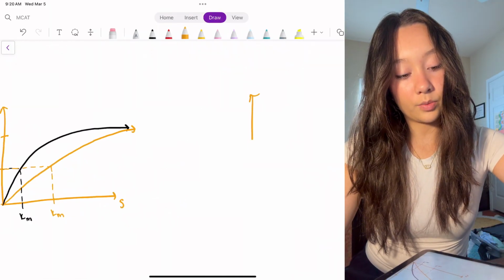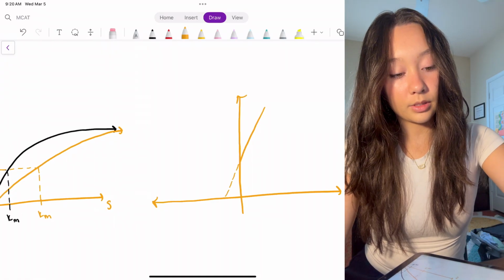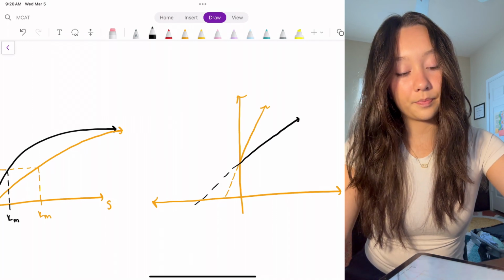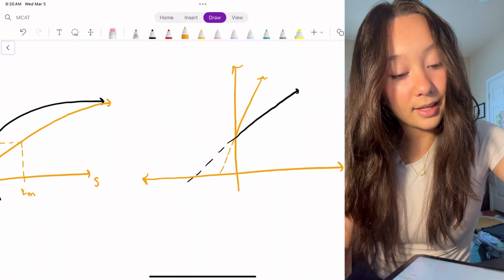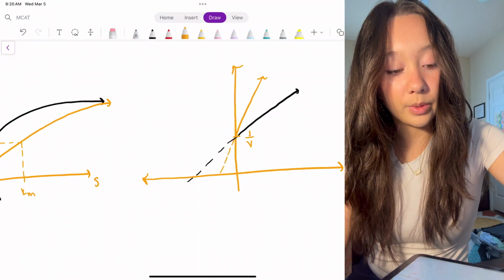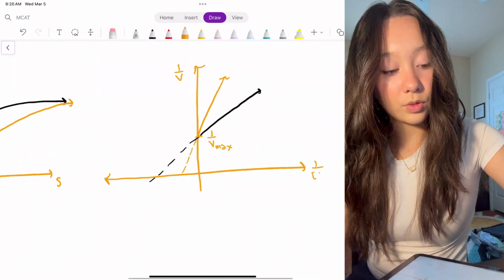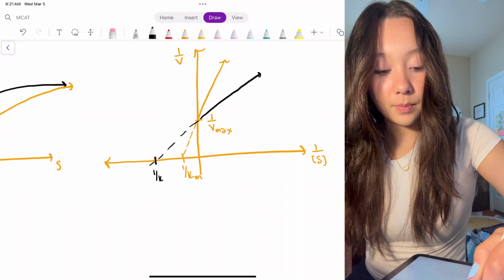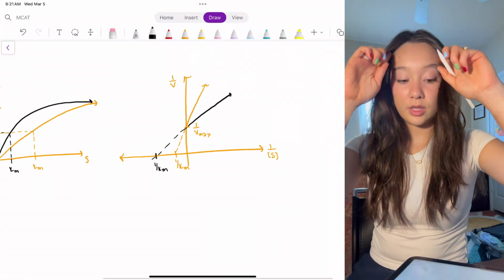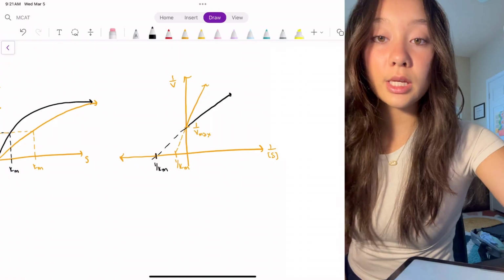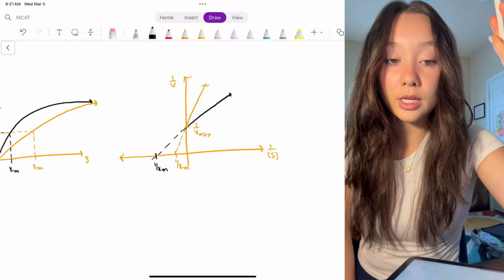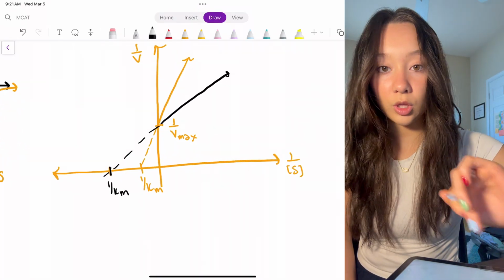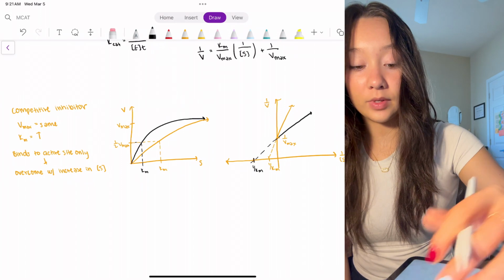Now let's look at our Lineweaver-Burk plot. Our inhibited one is going to look like this, and our non-inhibited one is going to look like this. It crosses at the same point on the y-axis because we said 1 over Vmax, and Vmax is the same, so it's going to have the same y-intercept. Now here, 1 over Km. This one can be tricky because they're inverses, but if Km is increasing, that means the fraction 1 over Km is decreasing. So that's why this value here is smaller or closer to 0. So that is competitive inhibition.